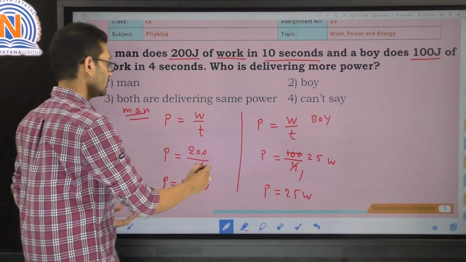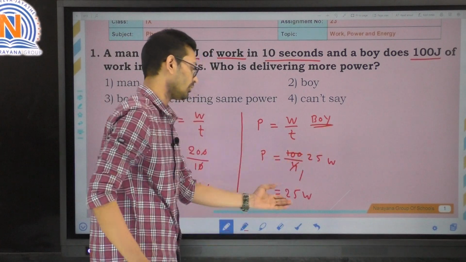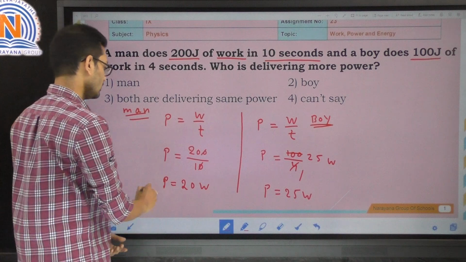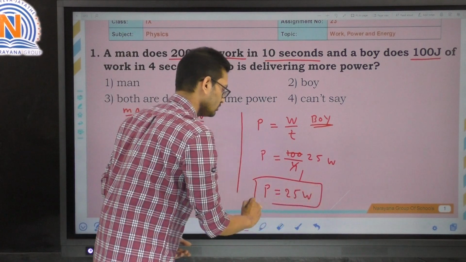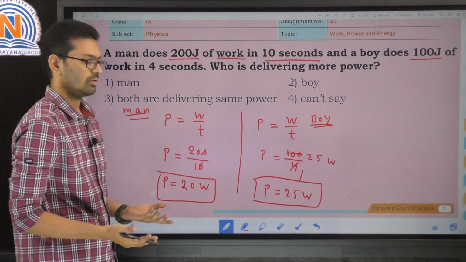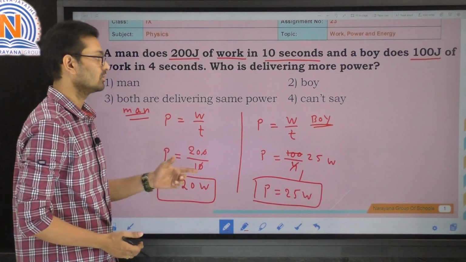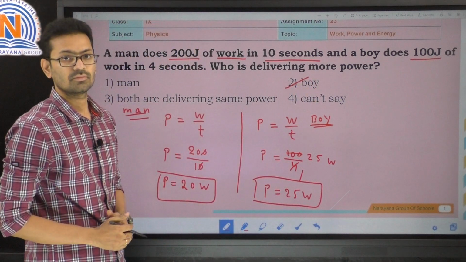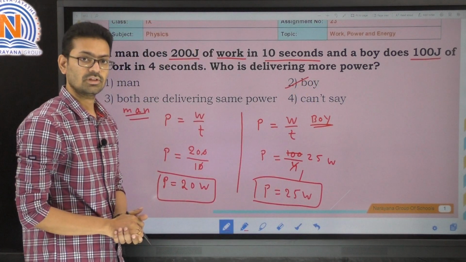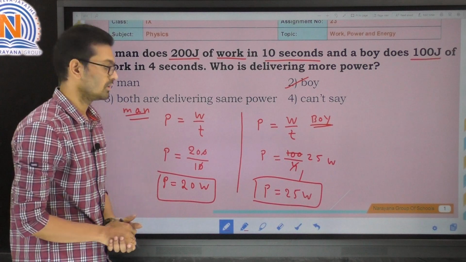Now if you observe, this is the man's power and this is the boy's power. Whose power is more? Obviously 25 is a bigger number, so the boy's power is more. Your option is 2. Next, hope this is helpful. Let us go for the next question.